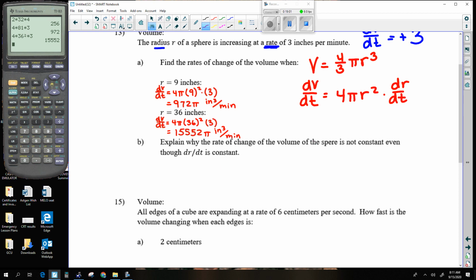Why? Because the volume is changing with the radius squared. So the radius is getting bigger. Explain why the rate of volume of the sphere is not constant. Well, it's because the radius is squared. That's why. So a bigger sphere equates to bigger volume, like the pizza idea.